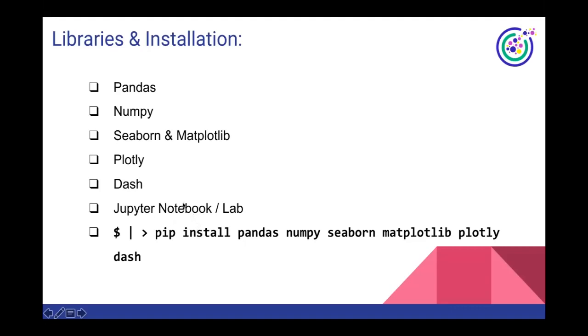And Jupyter Notebook is the web-based IDE that can be used, or you can install it on your local machine, and you can use that browser-based IDE to perform today's analysis. It is one of the tools used in data science to perform coding and computations. On Mac, you can say pip install pandas, numpy, seaborn, matplotlib, plotly, and dash together. And this is the symbol for Windows, and this is the symbol for Mac.